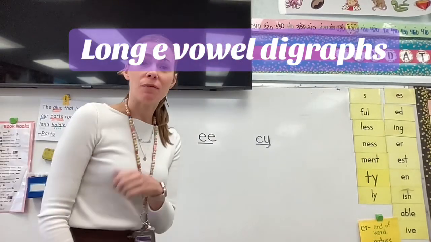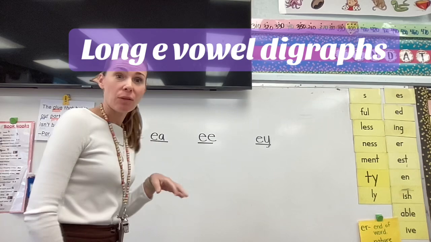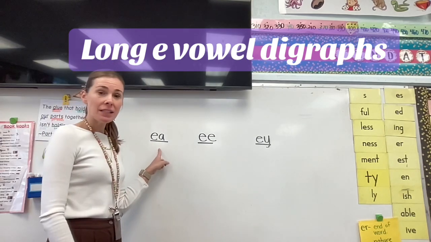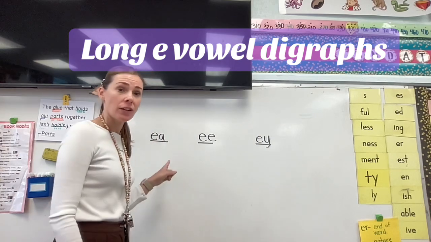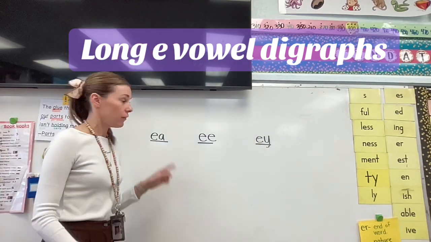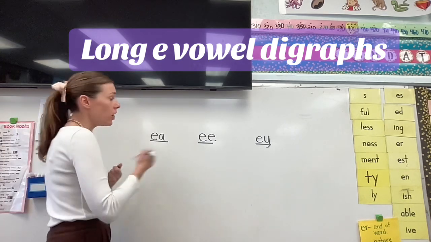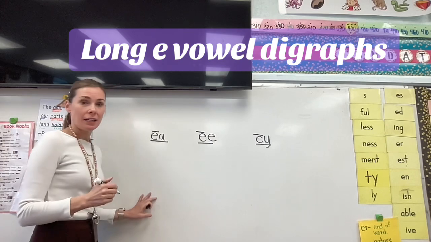We're going to talk about some vowel digraphs today, specifically vowel digraphs that make the E sound. So EA makes the E sound, EE makes the E sound, and EY makes the E sound. A vowel digraph is two vowels, one sound. There are two vowels that make one sound, and all of these are going to make the long E sound. The E is going to say E.